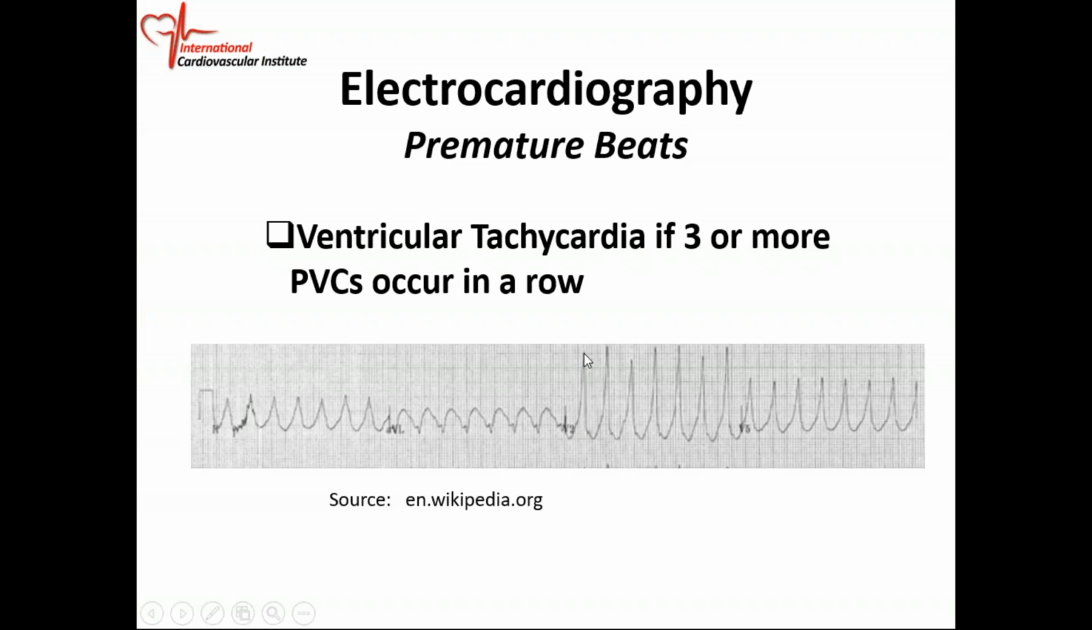And if you check the rate, remember we went over rate. To get the rate, it is 300 divided by the number of big blocks separating your RR interval. So there's less than 2 big blocks separating your RR interval. So this rate is well over 100 beats. And you have 1, 2, 3, 4, 5, 6, 7 of these beats. Well, it continues. So you have multiple of these beats occurring in a row. But the definition for ventricular tachycardia is 3 or more PVCs in a row. The rate is usually greater than 100 beats per minute.